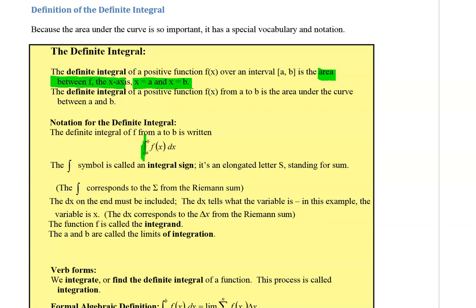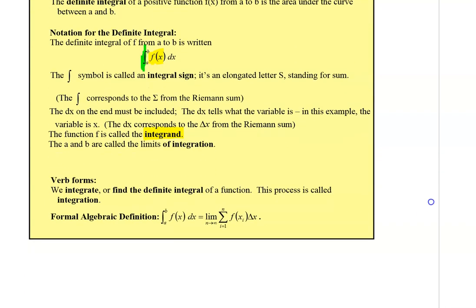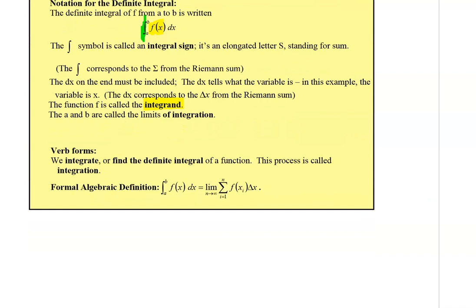It says from a to b. You read it from the bottom to the top, and the symbol is called the integral, and it basically stands for sum. This also corresponds to the sigma from the Riemann sum. The dx on the end must be included. The dx tells us what the variable is, and in this example it's the variable x. It corresponds to the delta x from our Riemann sum. The function itself that is next to it is known as your integrand, and a and b are called the limits of integration.